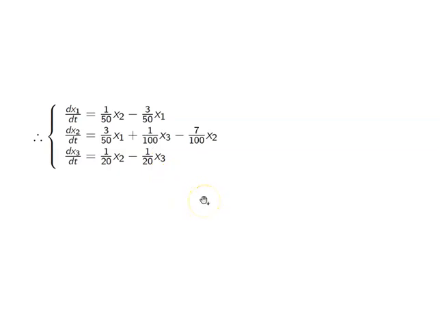So that's my system of equations that would model the amount of salt in each of those tanks, or the rate of change inside of each of those tanks at time t.